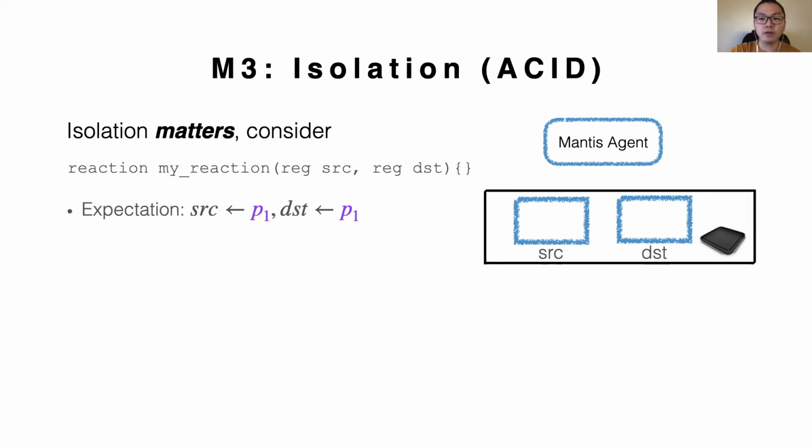However, without coordination, what could happen is that during the first poll, it gets the value of source from packet P1, but then during the second poll, it gets the value of destination from another packet P2. Such non-isolated measurement could break the semantics of the reaction logic. Similar problems arise when updating multiple entities in the same reaction.